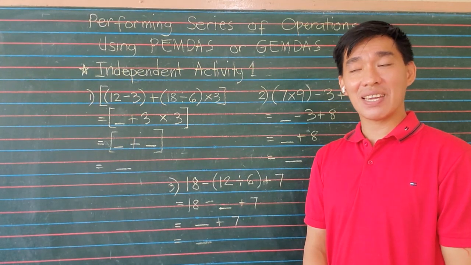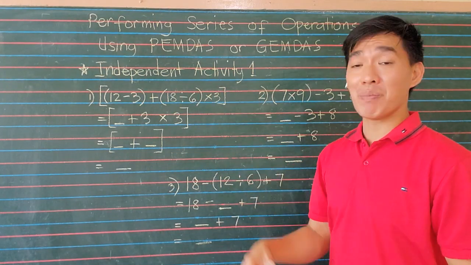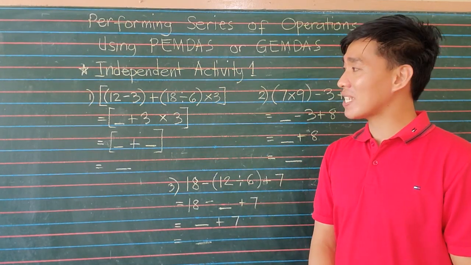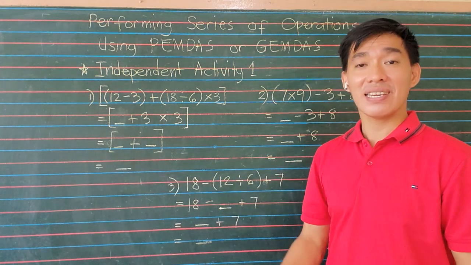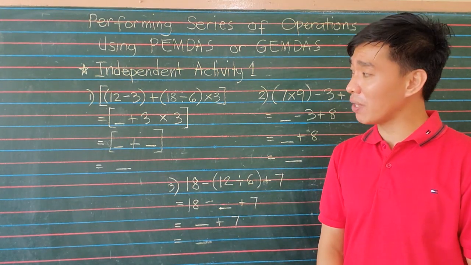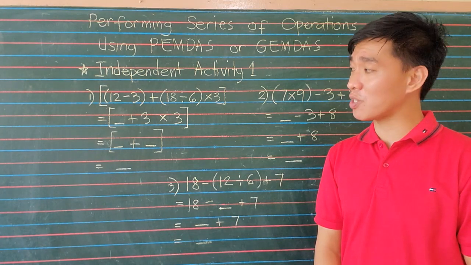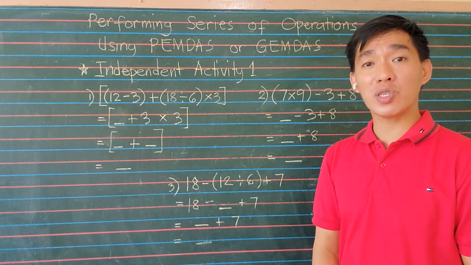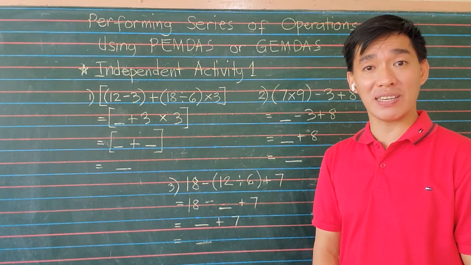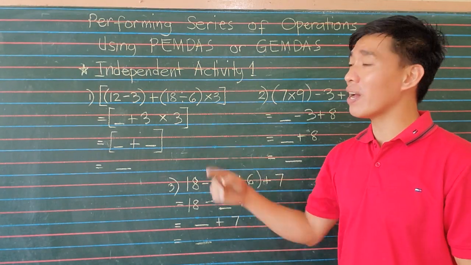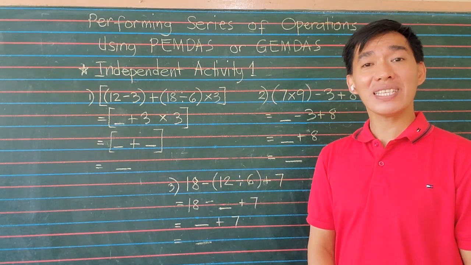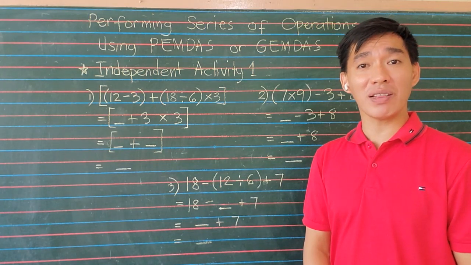For our next activity, which is independent activity number 1, you are asked here to fill in the blanks. Now you have to fill in those blanks with the numbers in order to arrive with the answers or in order to do the step-by-step solution. I will give to you number 1 as an example. For item number 1, of course, we still have to follow the steps.